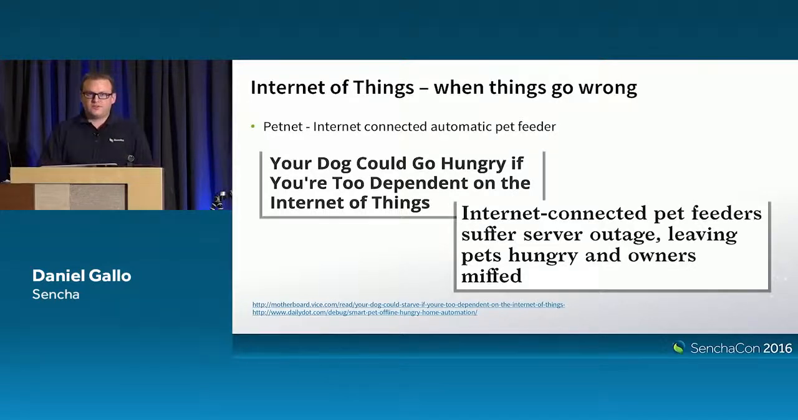But things can go wrong as well. Earlier this year in the news, you may have heard about PetNet. They have a device that automatically feeds your pet, so it releases some food on a scheduled basis, or when you release the shutter on your app. But unfortunately, their servers went down, so their pets went hungry, and owners weren't happy.